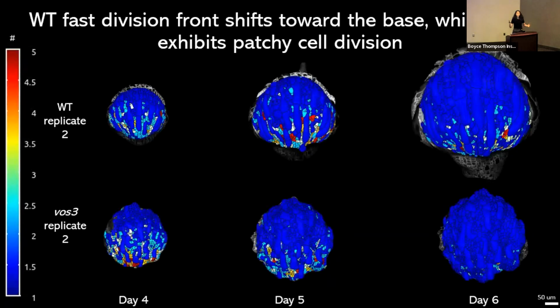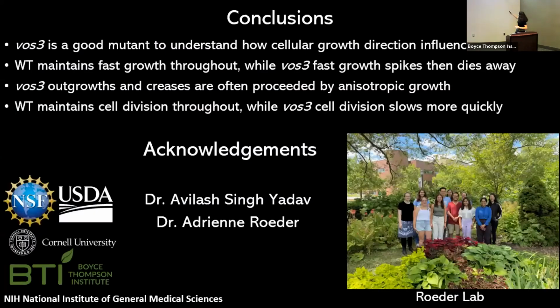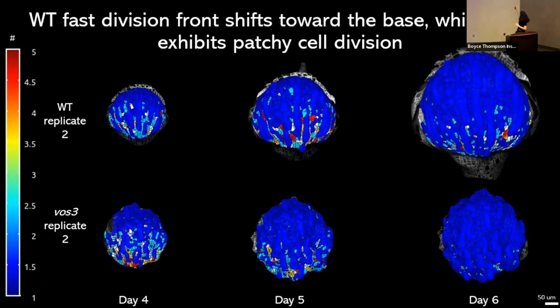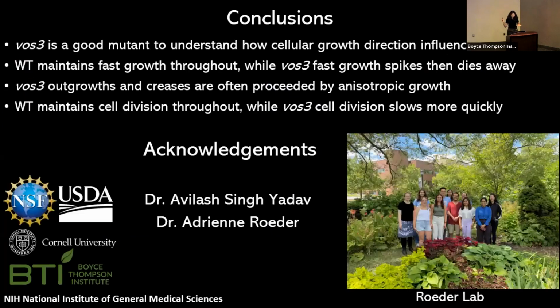When we look at days 4, 5, and 6, again, there's that shifting cell division front in the wild type as the distribution of quickly dividing cells moves down toward the base. Whereas in VOS3, we see a much more random distribution of quickly dividing cells. And especially on day 6, we see much less fast cell division.